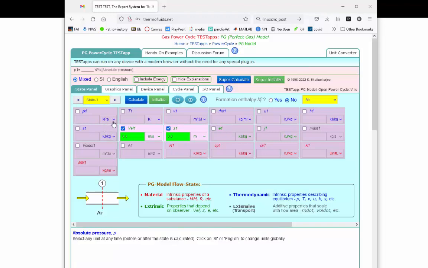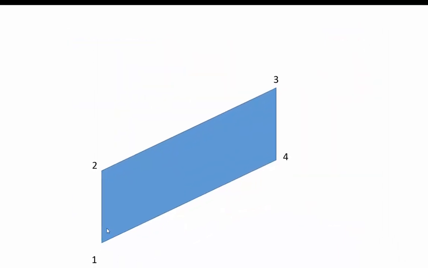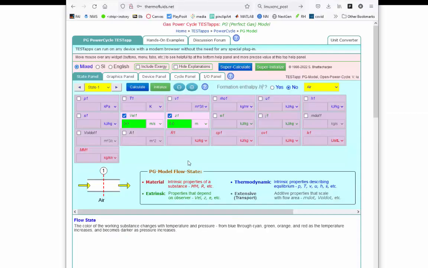And remember, if we come back to what our system looks like, we've got 4 states. 1 to 2 is our compressor, 2 to 3 is a heat addition, 3 to 4 is a turbine, and then 4 to 1 is the exhaust. So let's go ahead and define those states.